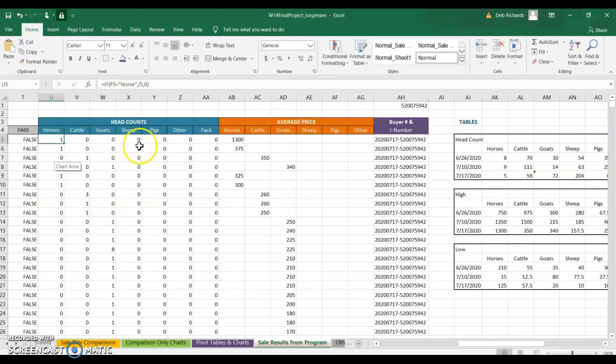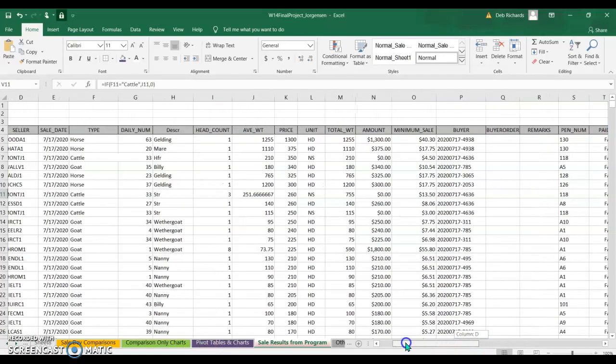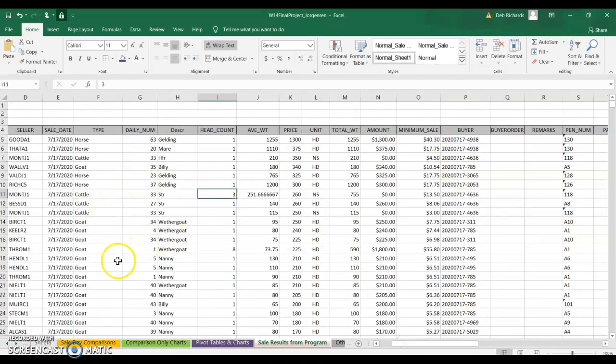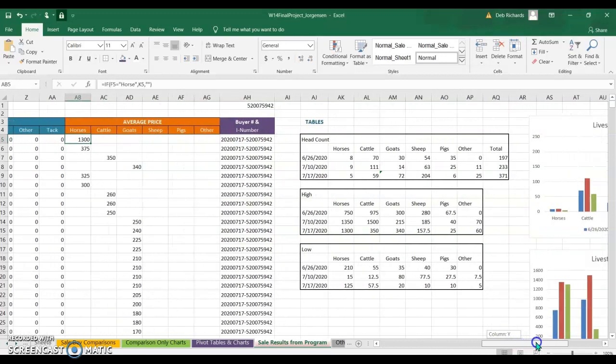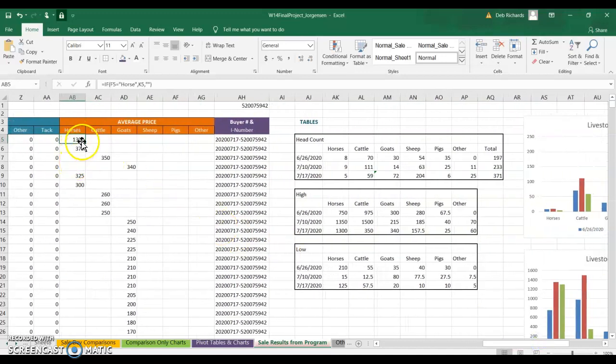I did if formulas here so that I could get an accurate head count, because if you see right here, on this day, there's 3 head that were sold together, like right here. So I can't just add each row. I have to actually have an actual head count. So I went ahead and created a table for that so that I could sum them up. And over here, I did a formula for the prices. This has every transaction that's sold. It has the average price, which is what I need for the formula.